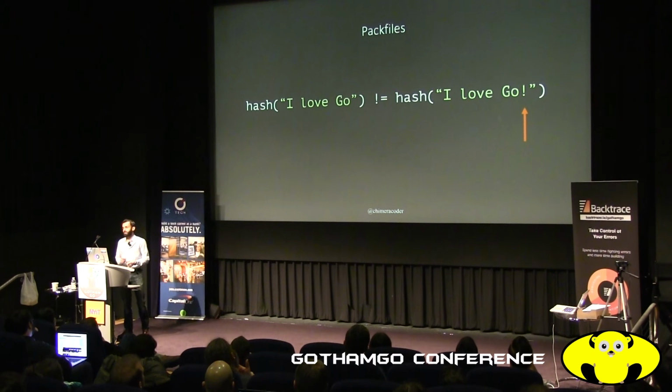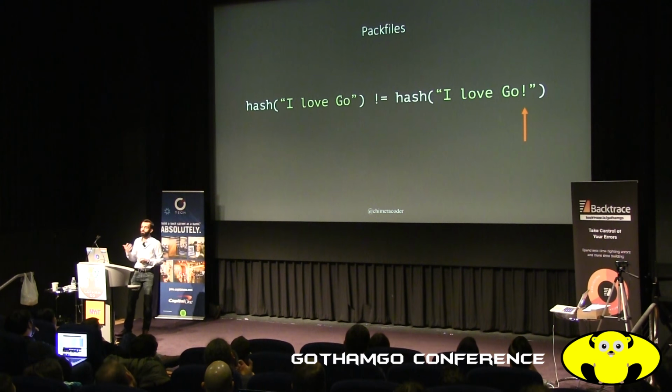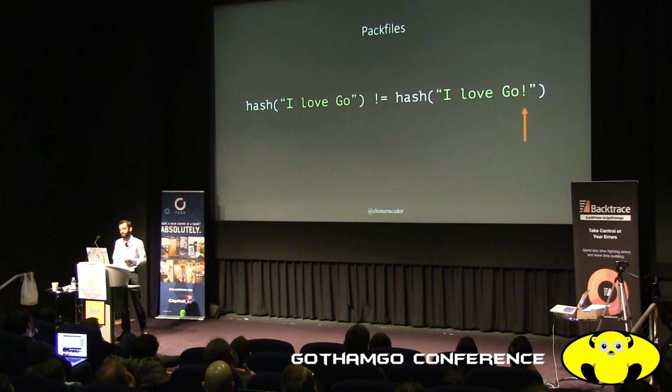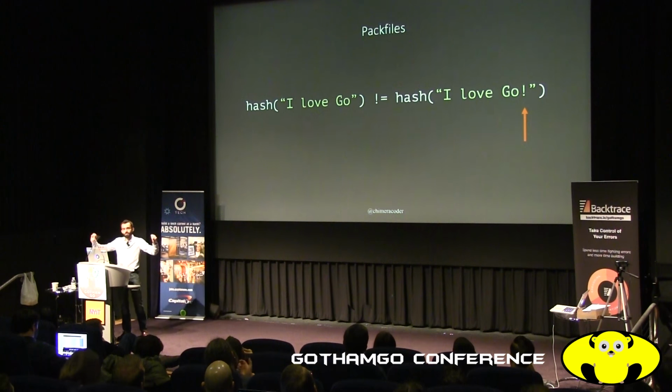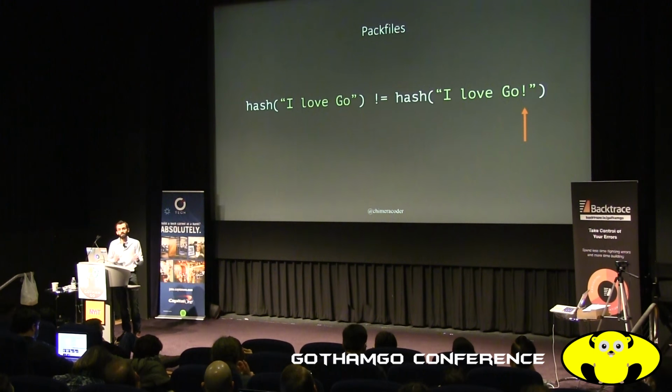We saw the first way that Git does this using hashes. It can deduplicate blob objects that are 100% identical. But if even a single byte is different, like in this example, just that one exclamation mark, they're going to hash to two completely different things. So that means that if we're making a lot of small changes to the same files over and over again, we're going to be storing a lot of duplicate data.